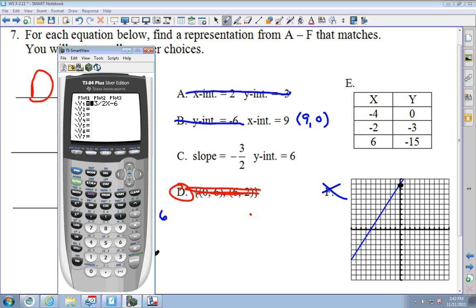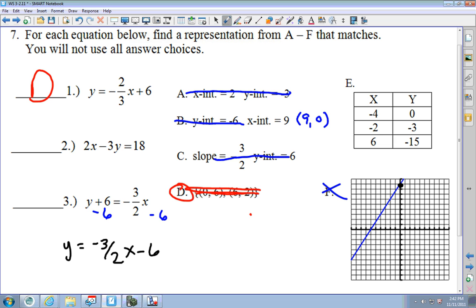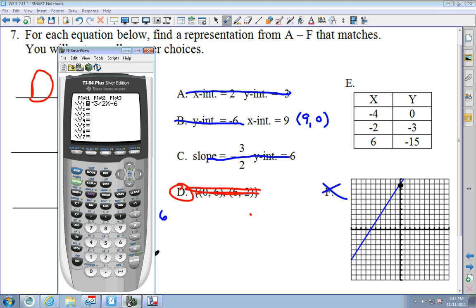Let's see. What about, okay, it says negative 6. The y-intercept is positive 6. Not that. Well, I hope it's this last one. Otherwise, I've messed up somewhere. So let's go to the second graph. It says 6 and negative 15. Okay, that's good. Let's look at negative 2 and negative 3. Good. Negative 4 and 0. Yay! I found my answer.